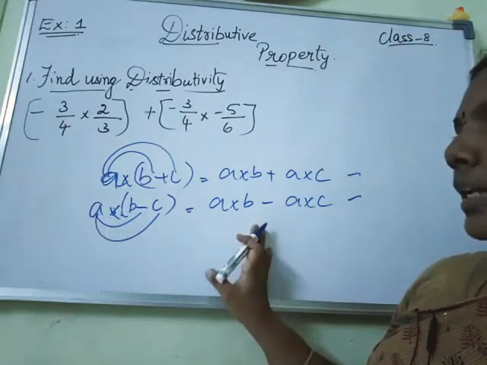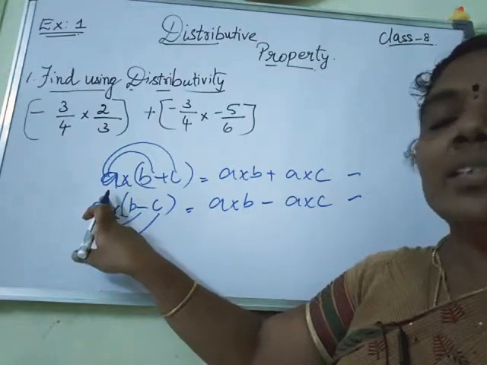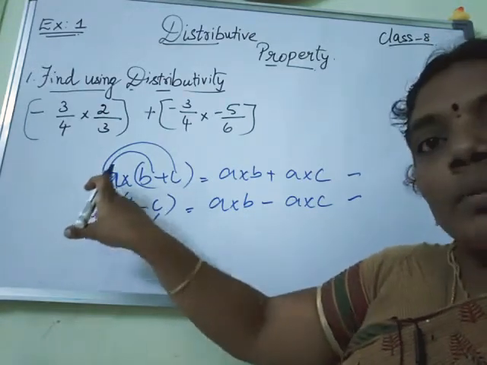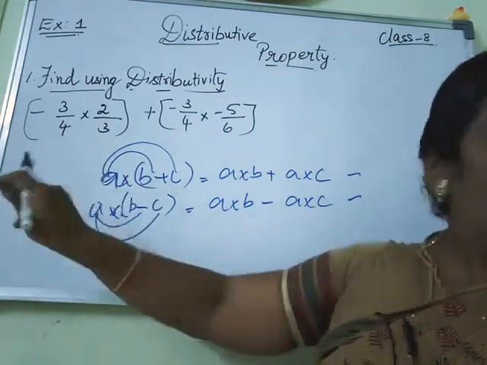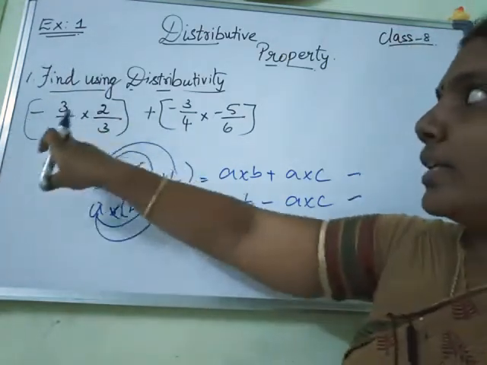So both are very clear, we are distributing A. So only this property can be named as distributive property. Now we are making use of this property in the sum. Now let me read the first sum, find using distributivity.